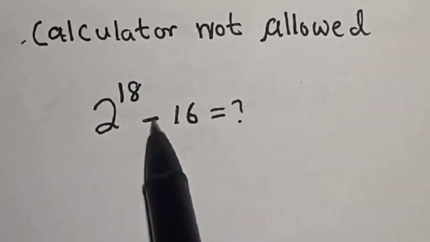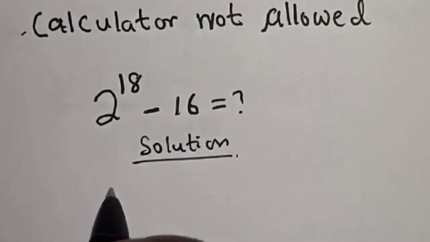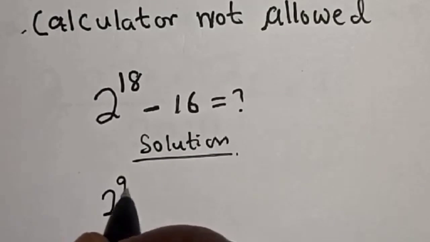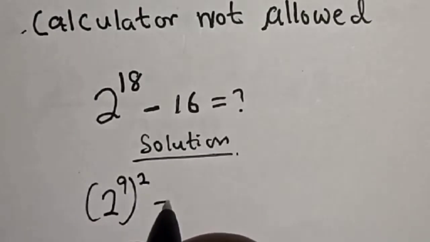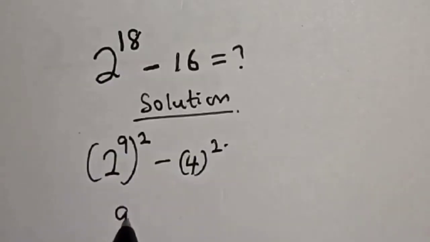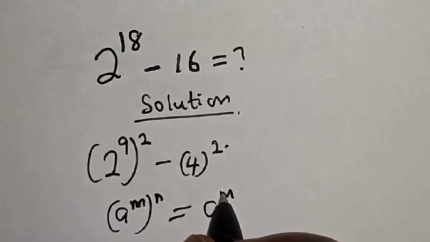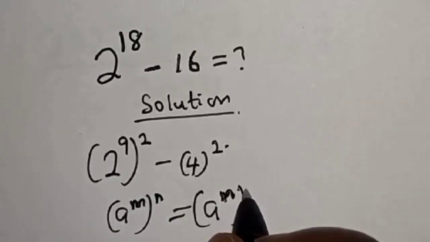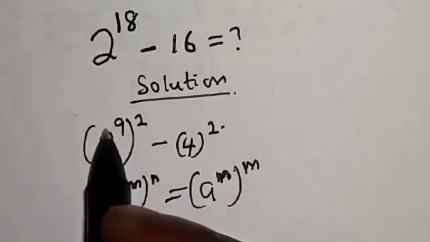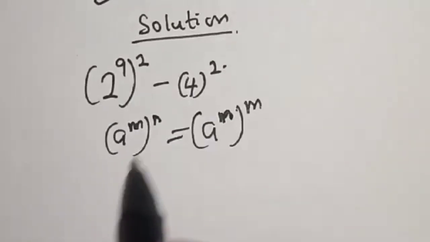We want to evaluate this math problem without using a calculator. Solution. 2 raised to power 18 can be written as 2 raised to power 9 squared, minus 16, which is the same thing as 4 squared. (a^m)^n is equal to (a^n)^m. That is, if you multiply 9 times 2 again, you are going to get your 18 back. Then this is a difference of 2 squares.